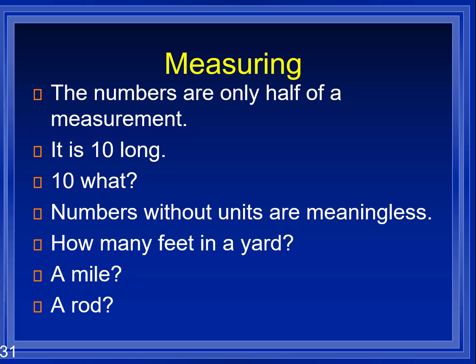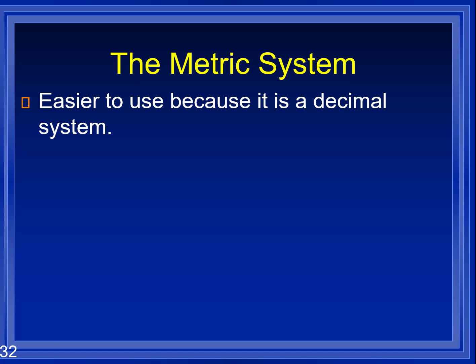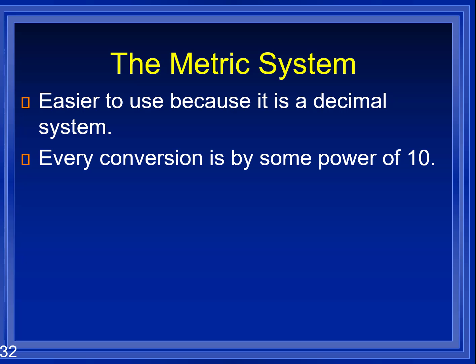Okay? The metric system gets rid of that. It makes converting easy. The metric system is easier to use because it's a decimal system. That means every conversion is some power of 10.